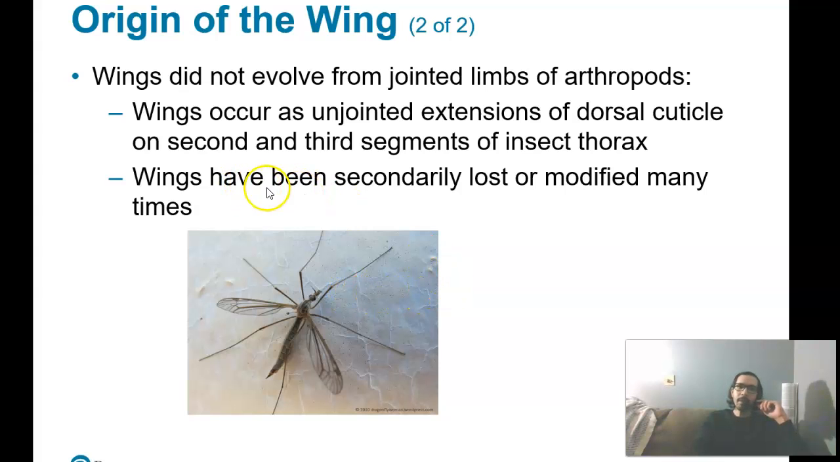Okay, and what you see is that wings have been modified or secondarily lost many times. So, for example, when you see things like this crane fly here, instead of having the hind wings, what they have are modified structures called halteres that they use during flight. A crane fly looks like a big mosquito if you've ever seen one. Usually when people see crane flies, they mistake them for mosquitoes, but if it's big enough for you to see, it's a crane fly. It's not a mosquito.